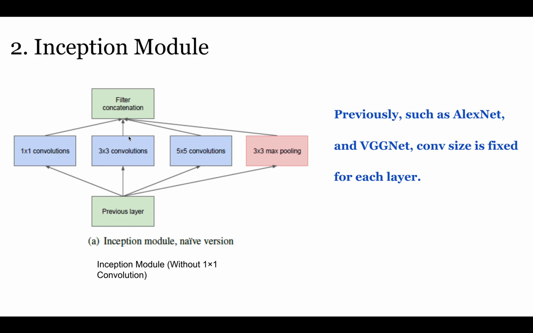But what is the difference with other networks? In previous networks, before 2014, like AlexNet, the convolution size is fixed for each layer. For example, they use only 3x3 convolution or 5x5 convolution, but we use multiple convolution sizes. So that's the difference here. And what is the use of these different convolution kernel sizes? Those different use cases I will discuss later. So there are two differences here.